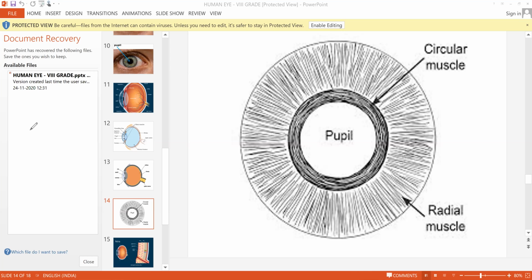Homework is you have to read about choroid, ciliary body, iris, conjunctiva.